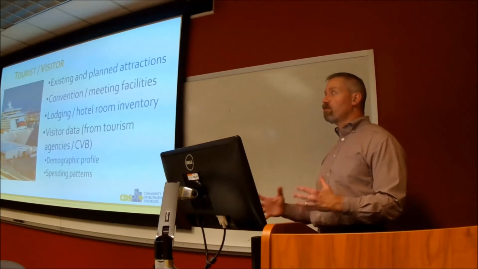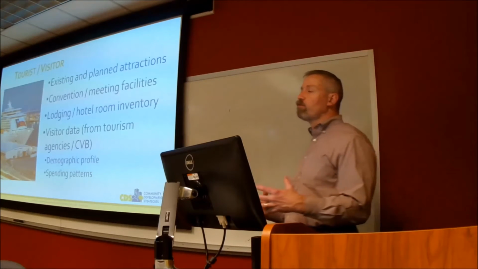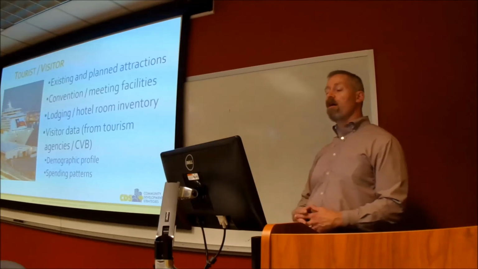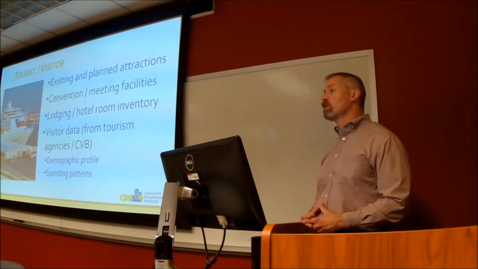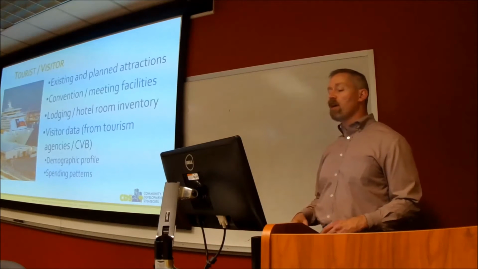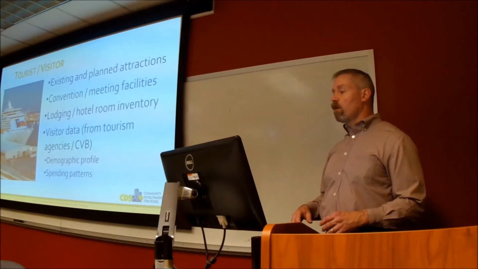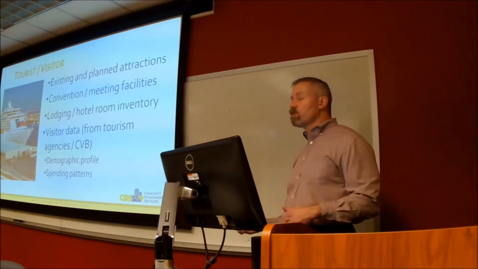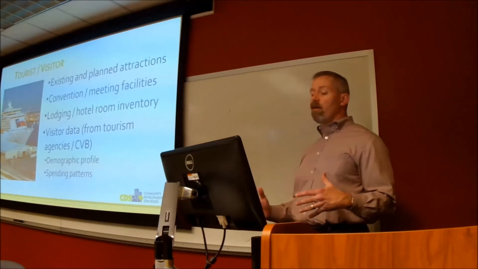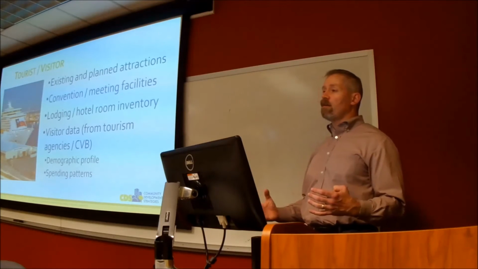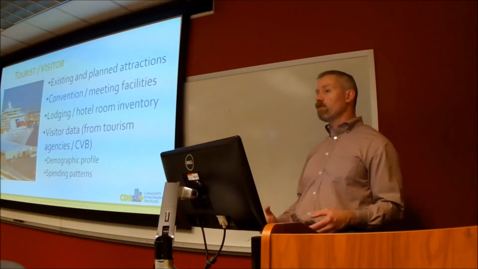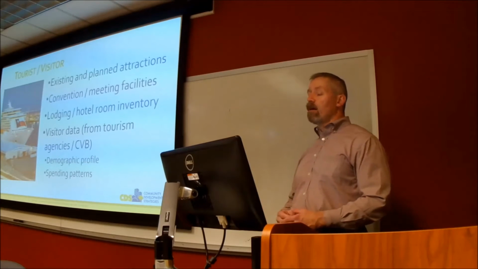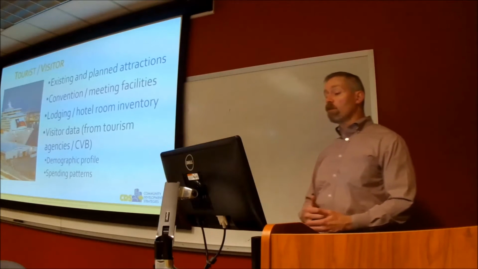Do they have large convention or meeting facilities where you're bringing in big groups of people who might be on an expense account, and you can go out for dinner or want souvenirs? What kind of lodging or hotel room inventory is there, and how well occupied is it? And then are there tourism agencies, like the State Tourism Agency here for Texas, or the local Convention and Visitors Bureau, that can give you data on the profile of the visitors, and might have some data on how much money they're typically spending on dining out or shopping or things like that. So that's data that you can go try to collect if it exists.